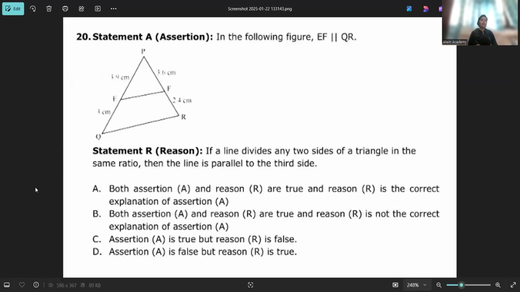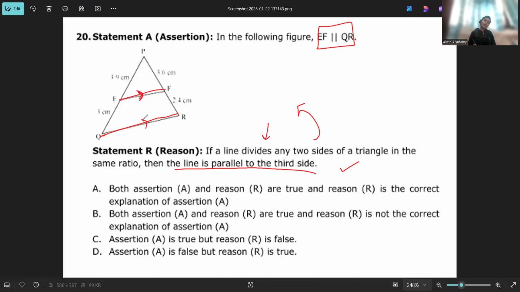In the following figure, EF is parallel to QR. This line is parallel to this one, given. We have to check if this should be parallel. And if a line divides any two sides of a triangle in the same ratio, then the line is parallel to the third side. This is actually the statement of the converse of BPT. So yes, reason is undoubtedly true. And we will apply this reason only to check this.